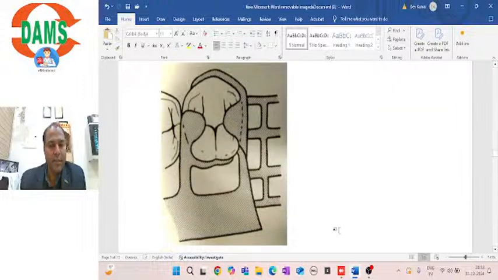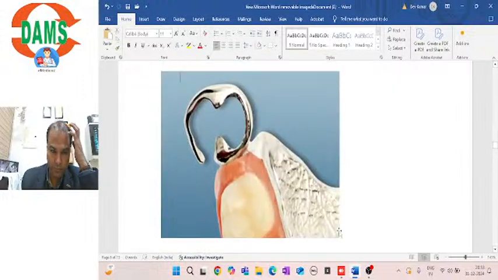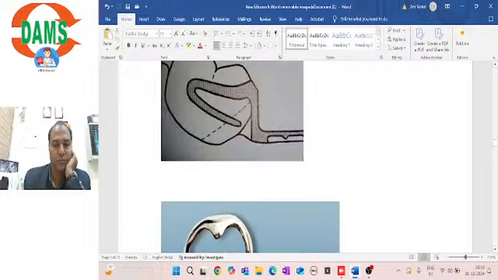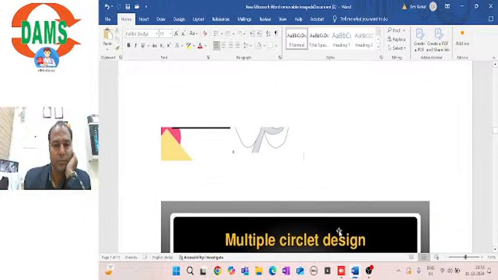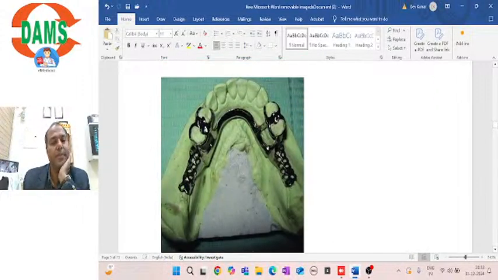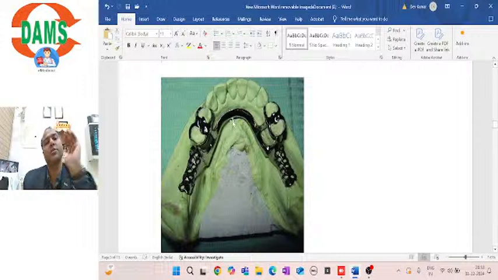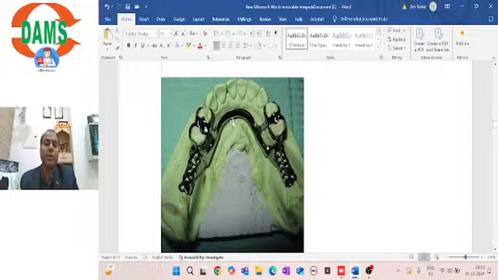One more thing: some questions relating to the lingual bar. If you see the lingual bar, it is half pear shaped in cross section. The round portion is in the floor of the mouth, and the tapered portion is pointing upwards.